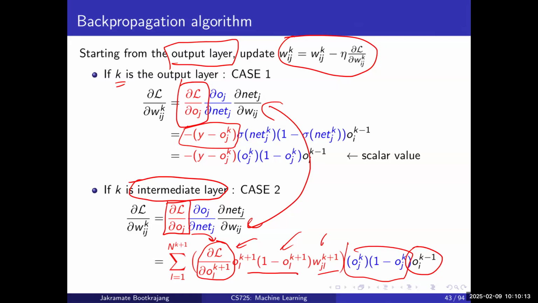So that is the backpropagation algorithm. Right? You start from the output layer, you have this chain rule, you compute everything, and then you move on to the previous layer, you compute everything, but you also will use the result that you computed in the previous layer.